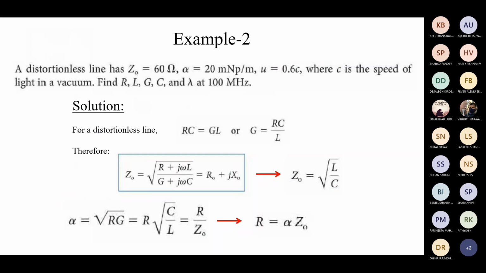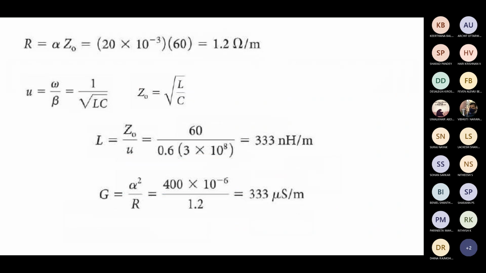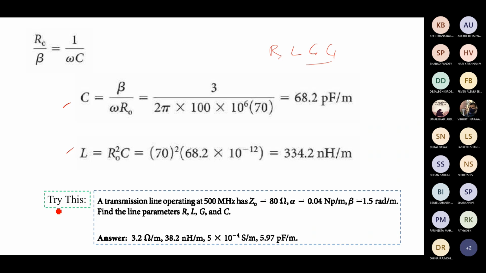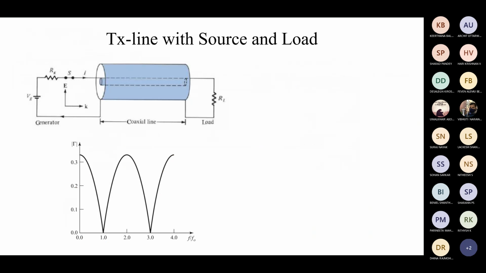In another example here, alpha comes up, and the phase velocity is given. The phase velocity is indirectly giving the beta. So with alpha, beta, Z0, for these three you have to calculate the R, L, G, C. We already discussed that. There are some exercise problems, so just try these things.